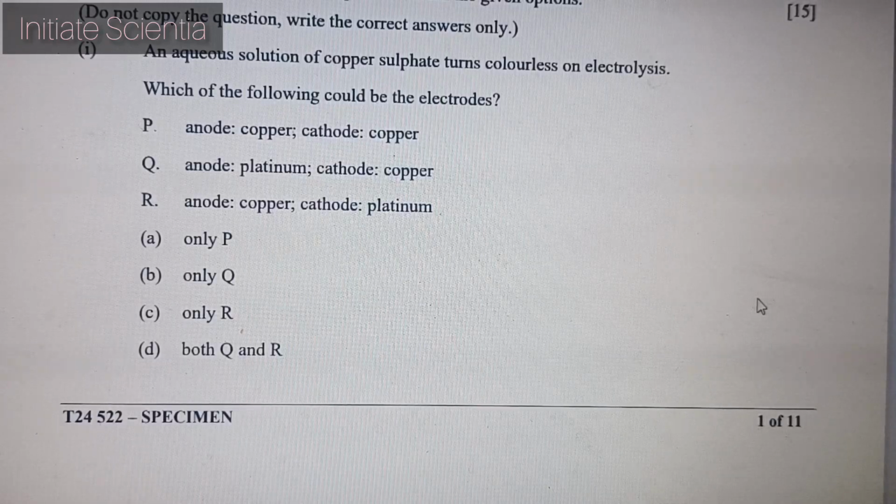An aqueous solution of copper sulfate turns colorless on electrolysis. Which of the following could be the electrodes? P. Anode is copper, cathode is copper. Q. Anode is platinum, cathode is copper. R. Anode is copper, cathode is platinum. The answer is only Q.